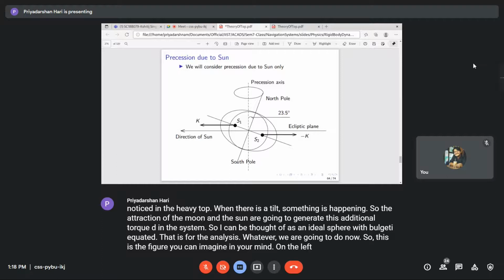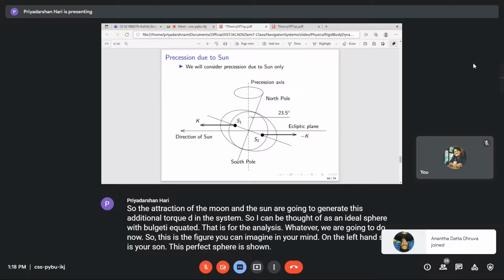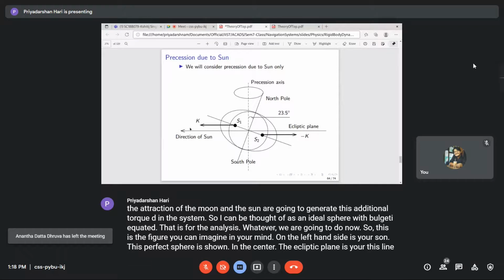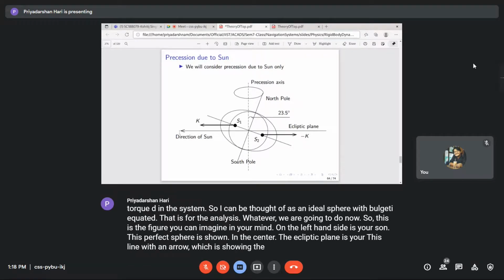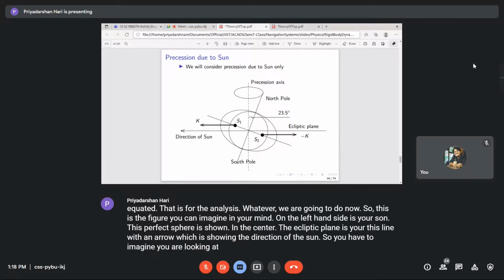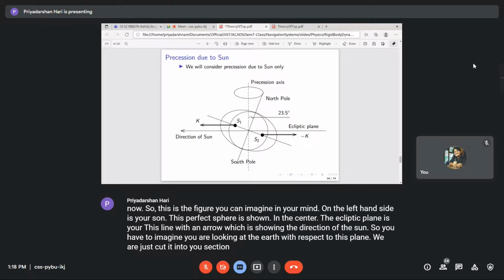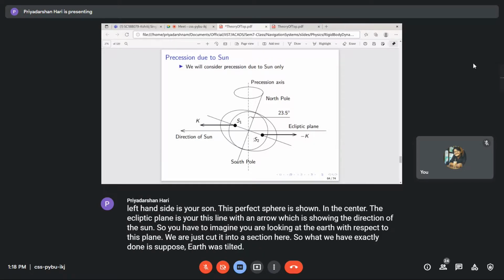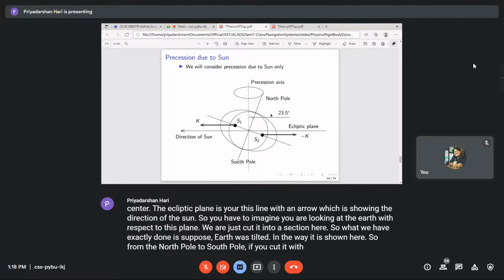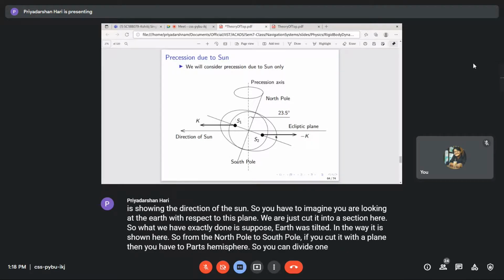On the left-hand side is your sun. This perfect sphere is shown in the center. The ecliptic plane is this line with an arrow, which is showing the direction of the sun. So you have to imagine you are looking at the Earth with respect to this plane. We have just cut it into a section here. So what we have exactly done is, suppose Earth was tilted in the way it is shown here. From the North Pole to South Pole, if you cut it with a plane, then you have two hemispheres you can divide. One S1 and the other one is S2.